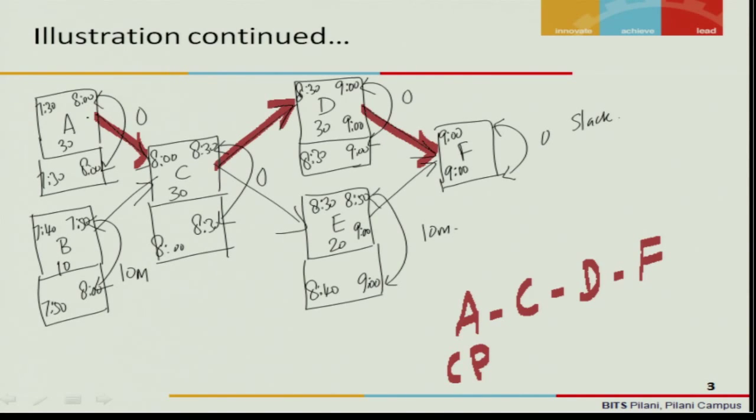So any delay in the first activity which is on the critical path directly leads to the same delay across the entire critical path, the entire project. That delay gets translated to a delayed project.